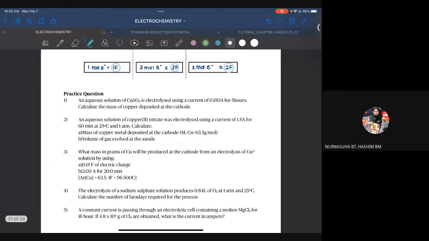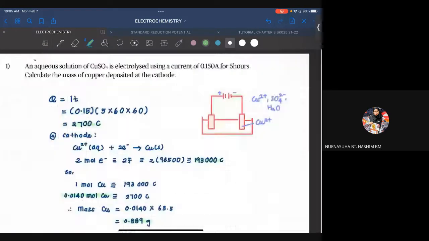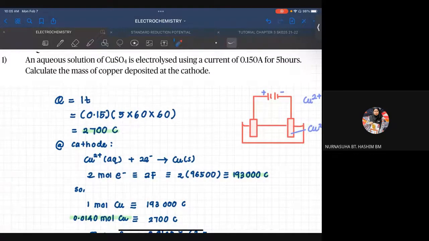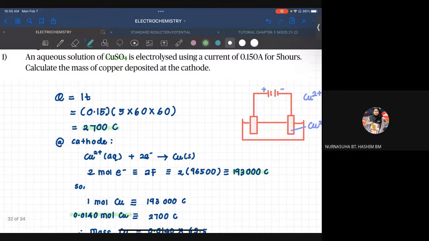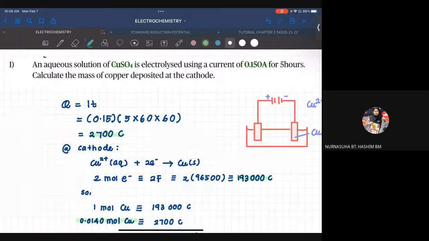I will show you the first one. Okay, practice question 1. Okay, so an aqueous solution of copper sulfate is electrolyzed using a current of 0.15 ampere for 5 hours. Calculate mass of the copper deposited at the cathode. So means that we are going to focus on half equation at cathode only.